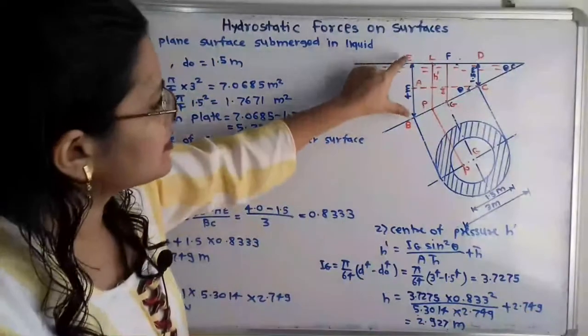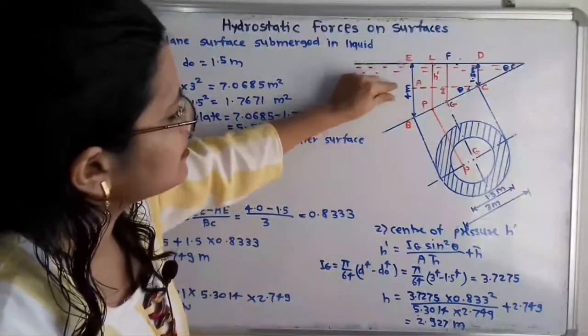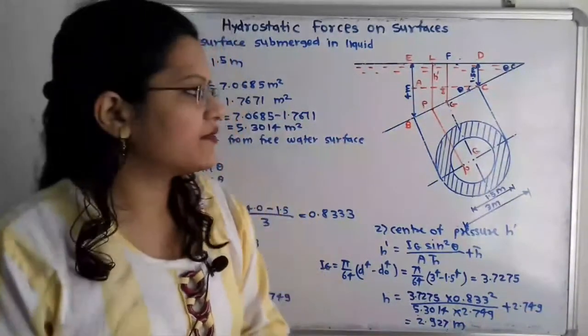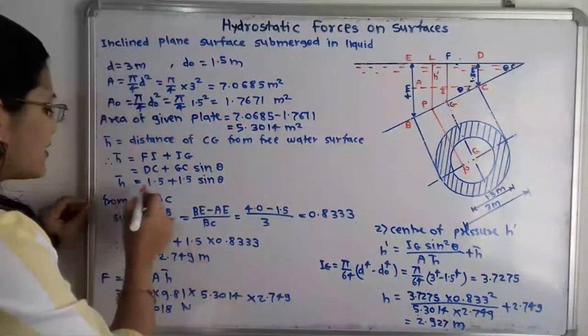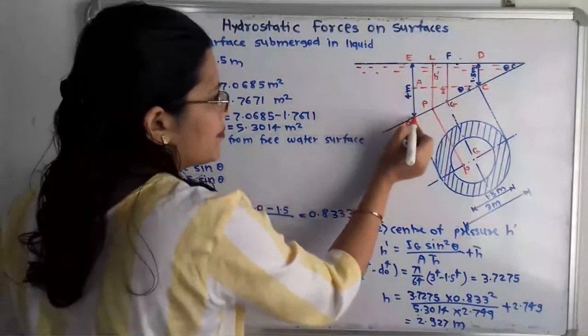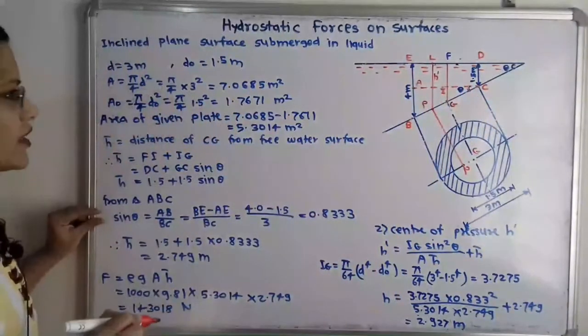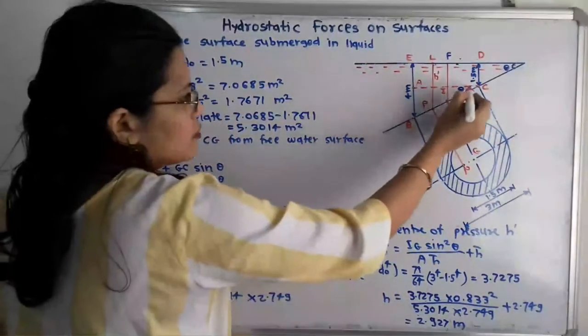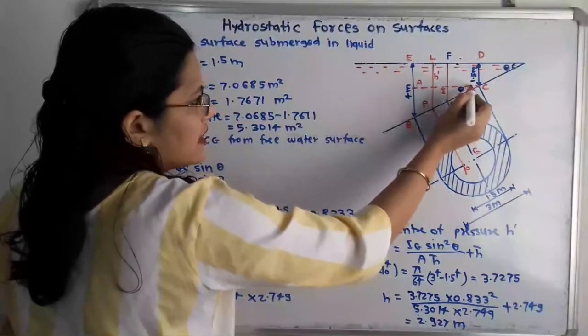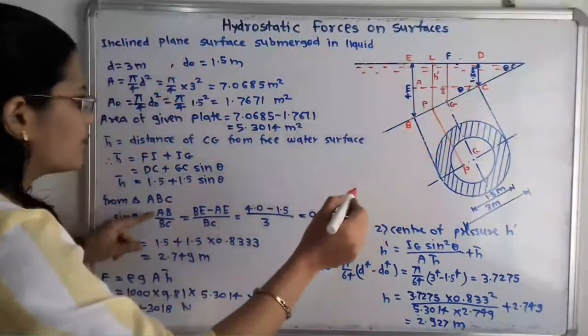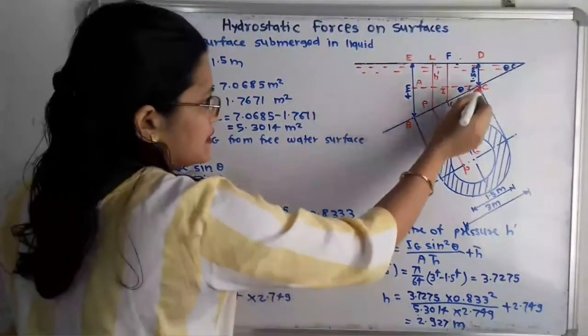That is, this distance is given here. EB distance, that is 4 meter, that is given. Now if I write here triangle ABC, here is also the angle theta. Now what is the value of sin theta? So this here is the angle theta. So sin theta is equal to AB by BC.